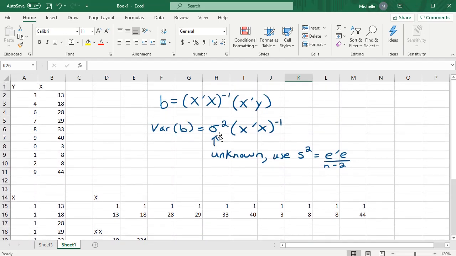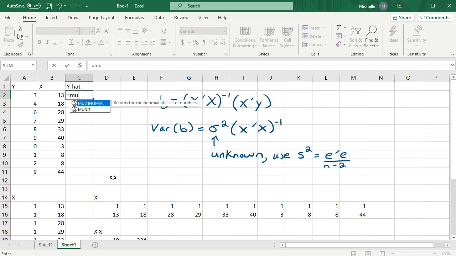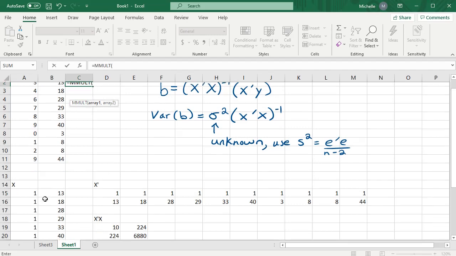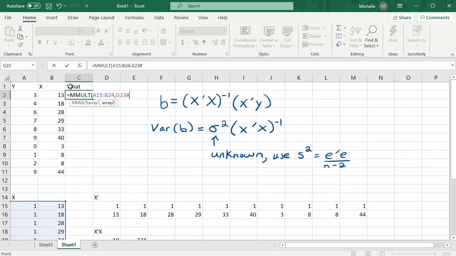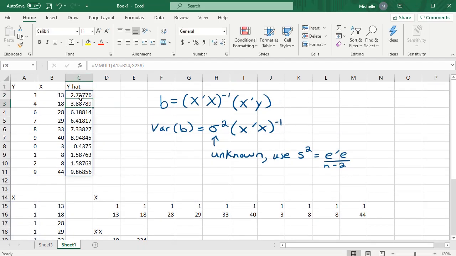Next, let's estimate this. Now, sigma squared is unknown, so we're going to need to use the mean squared error, which is the sum of squared residuals divided by n minus 2. So let's figure out what our residuals are. I'm going to make a column here called y hat. What is y hat? I can do matrix multiplication here, so mmult, x times b. x times b is our estimate y hat. Close parentheses, and it'll automatically fill it in for me.